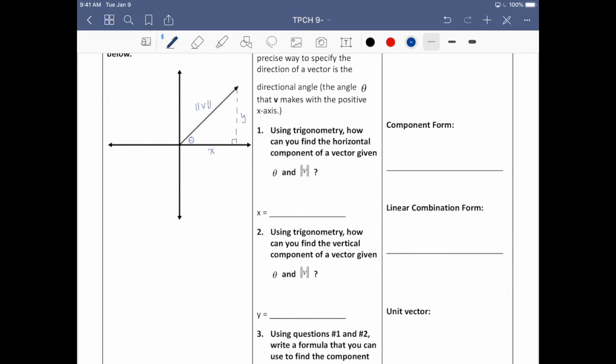So if all I had was theta and its magnitude, I need to somehow use trigonometry to relate this and this. I'm going to delete that highlight in a moment. So what's the relationship between those two using theta? Well, this happens to be cosine. So cosine of theta equals x over the magnitude of v. And then if you solve for x, that means it's the magnitude of the vector times cosine of theta.